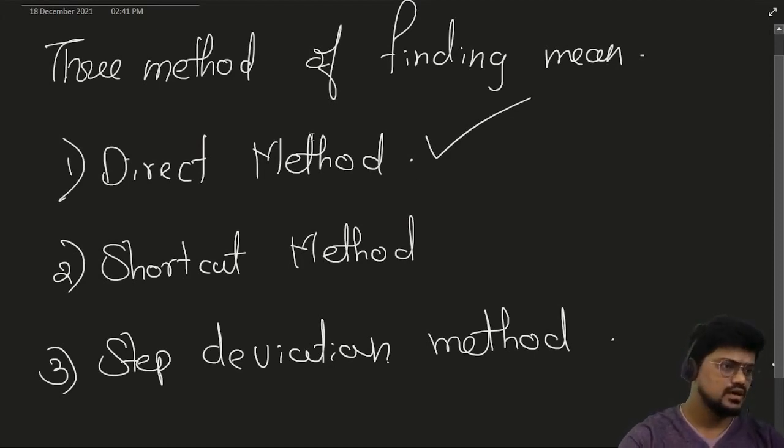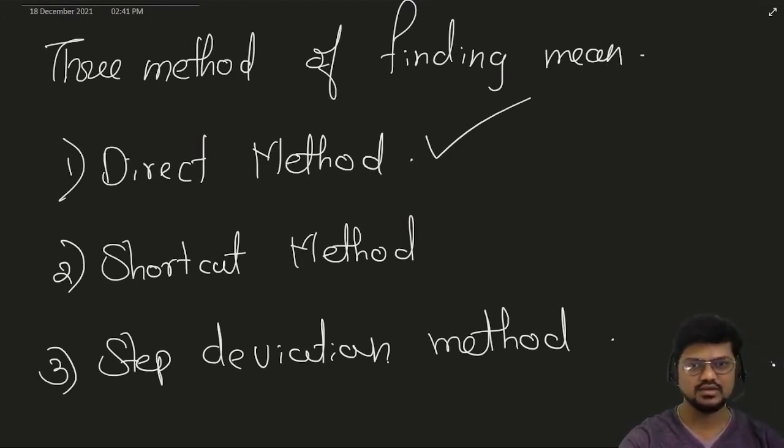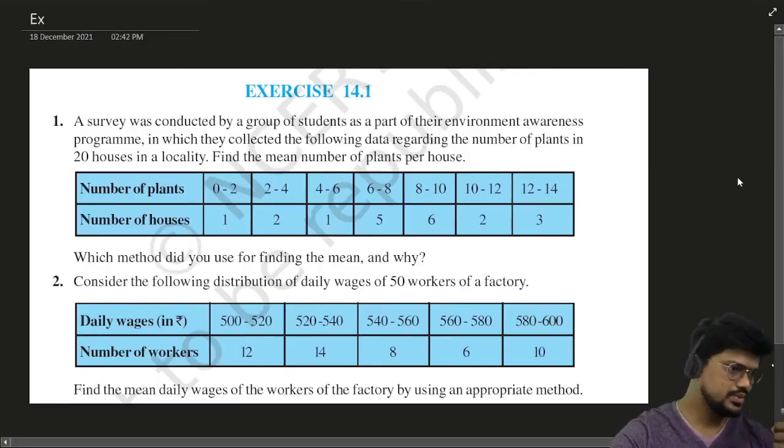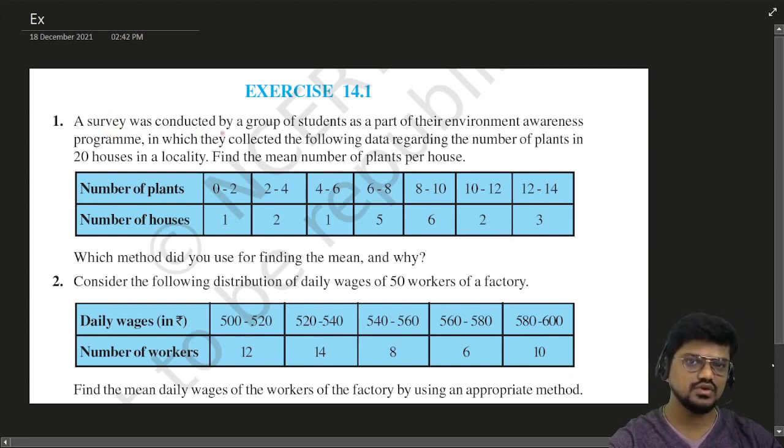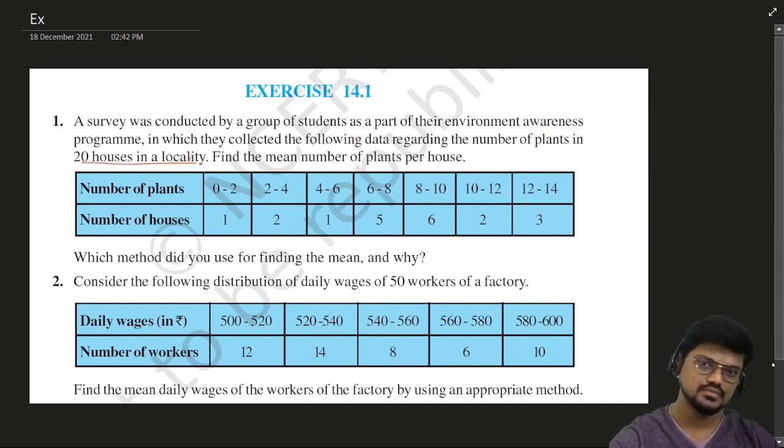Now let us solve one of the sums from your exercise, and then I'll explain further. Over here, they have given: a survey was conducted by a group of students as a part of their environment awareness program, in which they collected the following data regarding the number of plants in 20 houses in a locality. Find the mean number of plants per house.